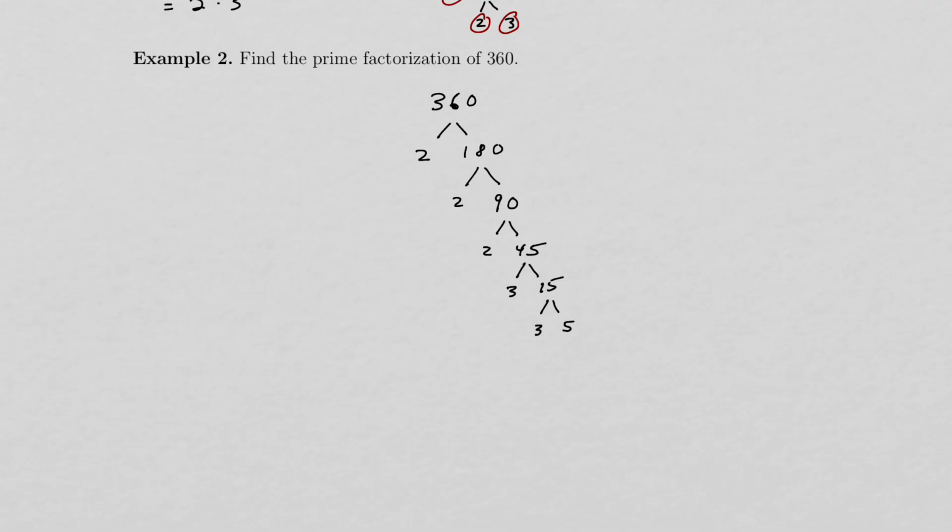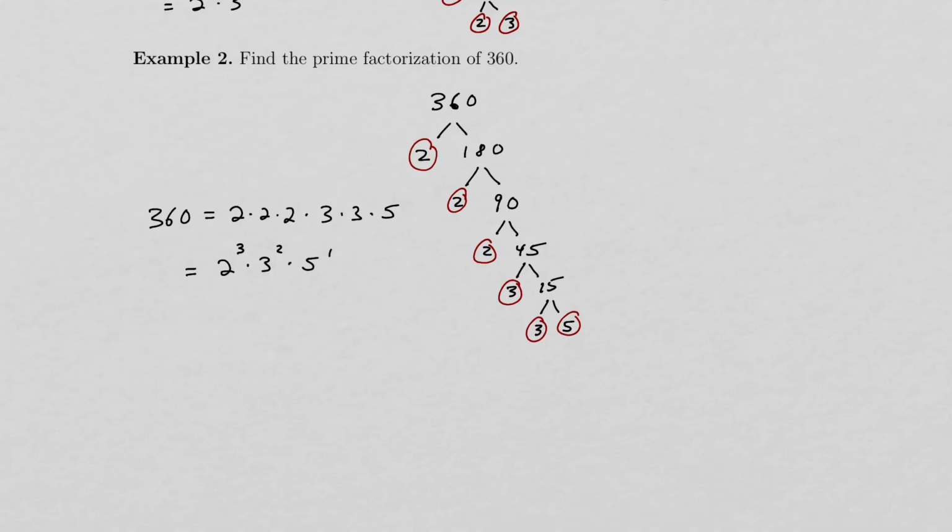And notice now I stop because I have all prime numbers, right? So in this case, it's going to be 2 times 2 times 2 times 3 times 3 times 5. Right, so 360 will be 2 times 2 times 2 times 3 times 3 times 5. And then I could write that as 2 to the third times 3 squared times 5 to the 1. So that would be the prime factorization of 360. Okay.